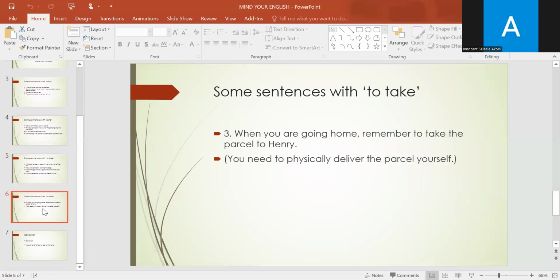Let's look at another example. When you are going home, remember to take the parcel to Henry. You need to physically deliver the parcel yourself. In other words, you have to carry it, and physically, personally, give it to Henry.